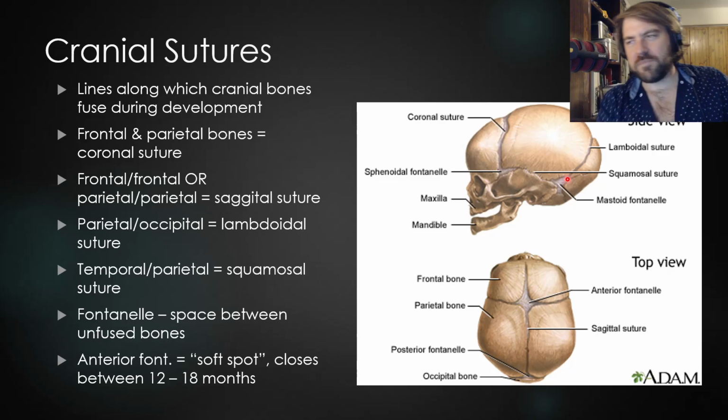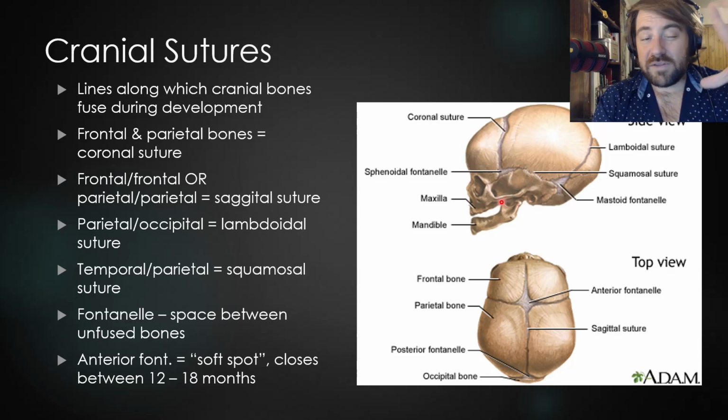Like the top two parts of a triangle, basically, which is similar to a lambda. And so that's why it's called the lambdoidal suture. But again, that's where the parietal bones and the occipital bone will fuse together.